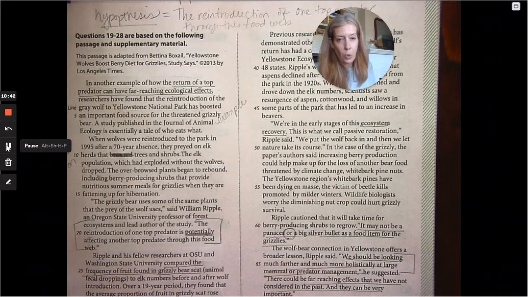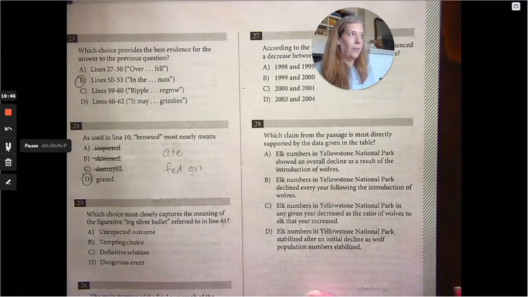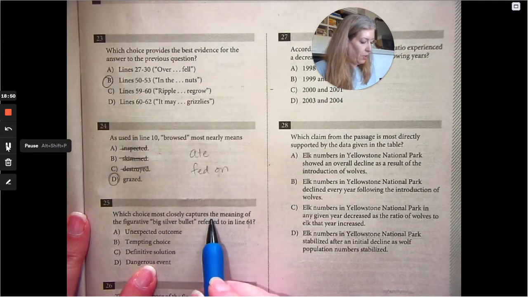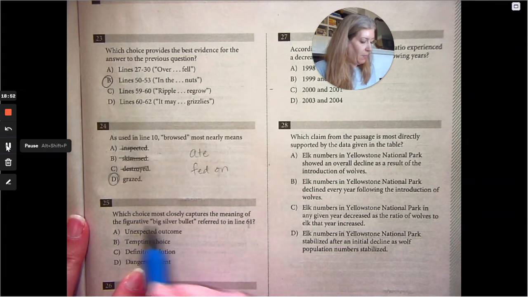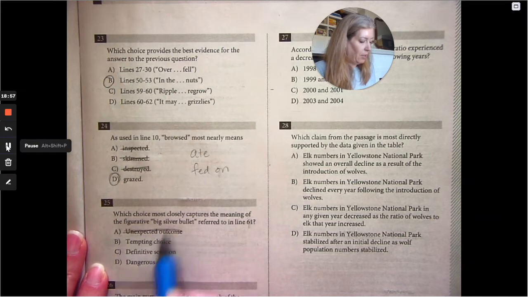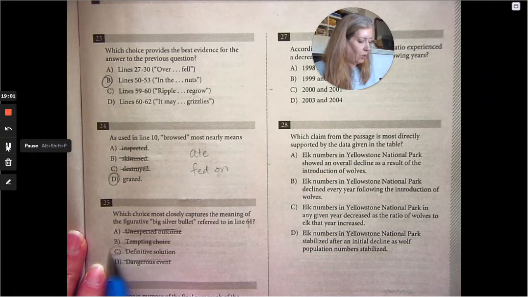It may not be a cure as a food item for the grizzlies. So let's see if we have one of those options. Which choice most closely captures the meaning of the figurative big silver bullet referred to in line 61? Unexpected outcome, tempting choice, solution, dangerous event, definitive solution.